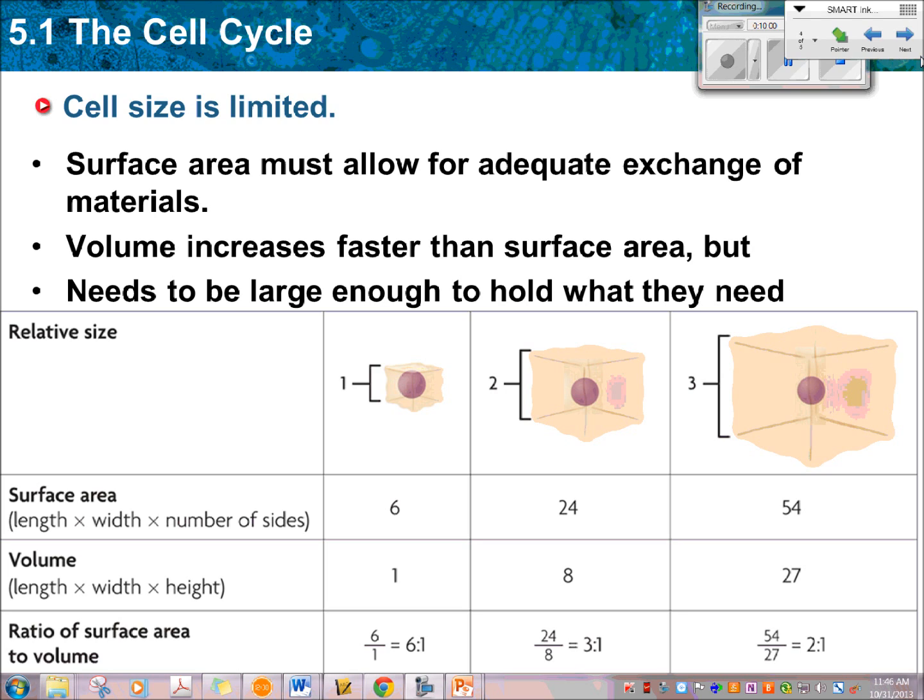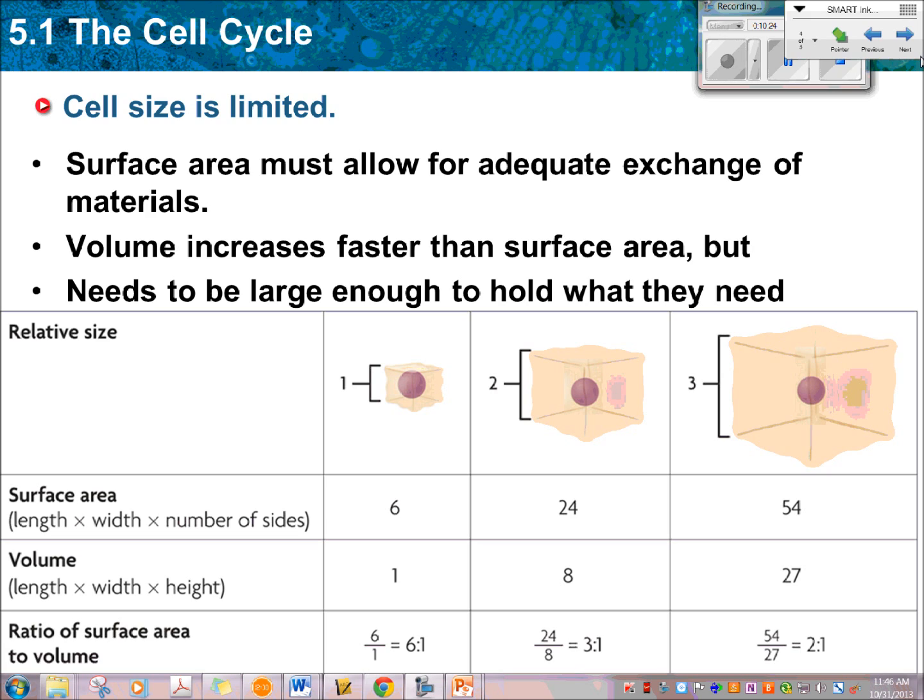Okay, now if I double the side of the cube, so now I'm going to go 2. What happens? 2 times 2 times 6, 24, compared to 2 times 2 times 2 is 8. Look at their ratio. They're getting more similar. The surface area is going down compared to volume. That means it's harder.